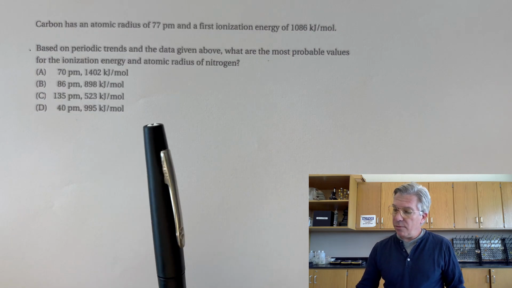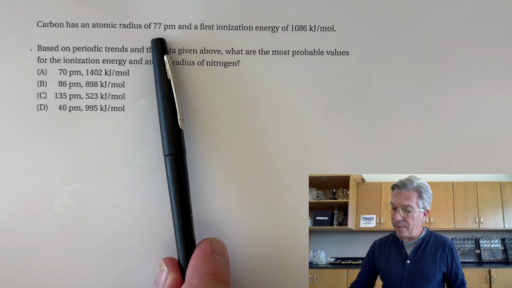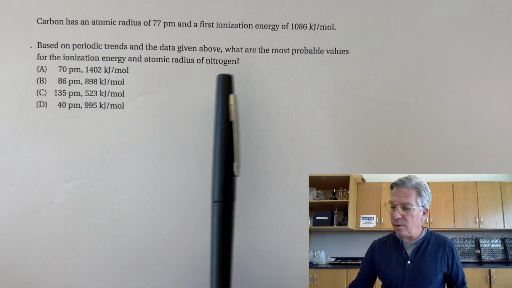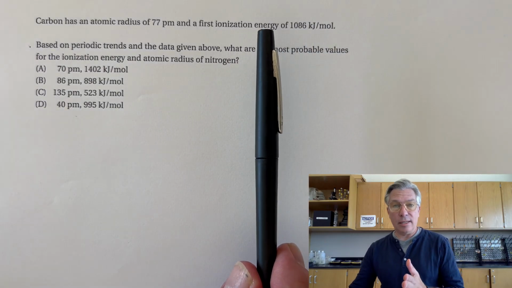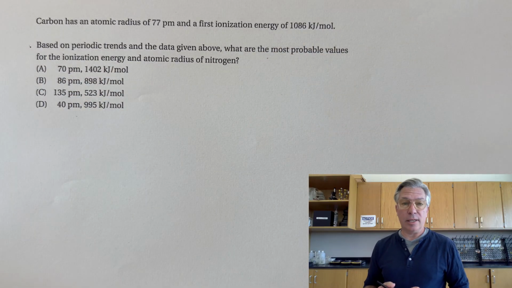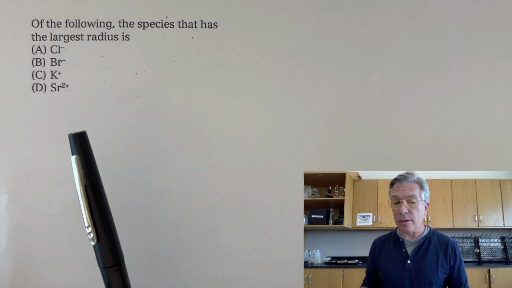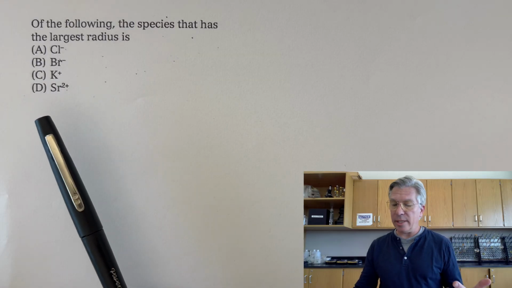All right, we are looking for something that is a little bit smaller than 77. That gives us A and D as our choices. And something with a higher ionization energy because it has one more proton. So again, we're looking at letter A on that one. And our last multiple choice question for this episode is this one.